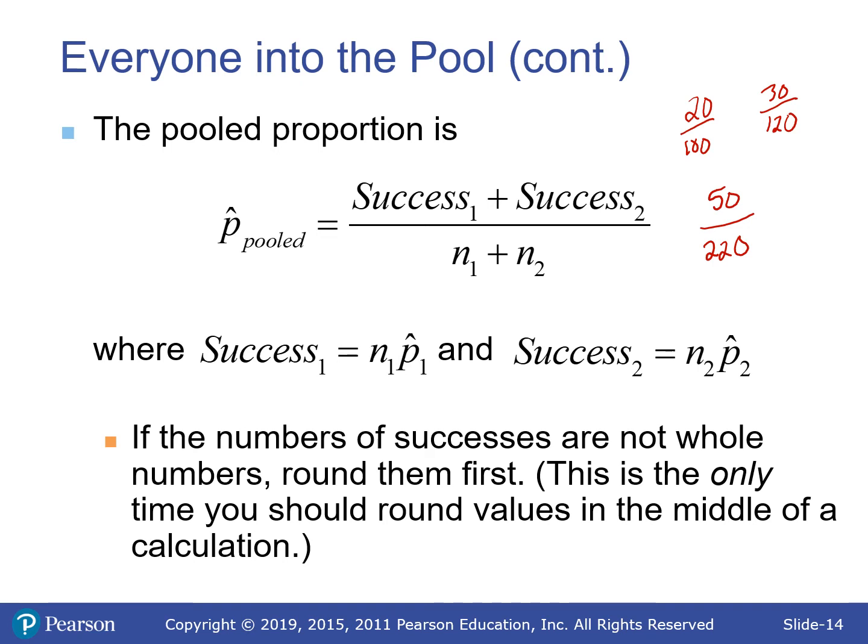So the success, that's just n times p1. It's how many successes it would be. And then if they're not whole numbers, round them first, which is kind of weird because you don't usually round in the middle of a problem, but that's okay. So we went n times p in the first one, we got 19.6. All right, so that's 20 over the 100. And then the same thing with the other one.